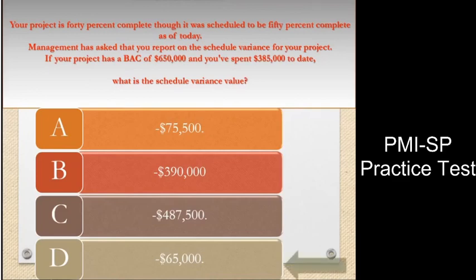Answer D. Explanation. The schedule variance is found by subtracting the planned value from the earned value. The earned value is the percentage of the project completeness multiplied by the BAC. Planned value is the percentage of where the project should be at this time multiplied by the BAC. In this example, EV equals 40% of BAC equals 260,000 and PV equals 50% of BAC equals 325,000. SV equals 260,000 minus 325,000 equals negative 65,000.